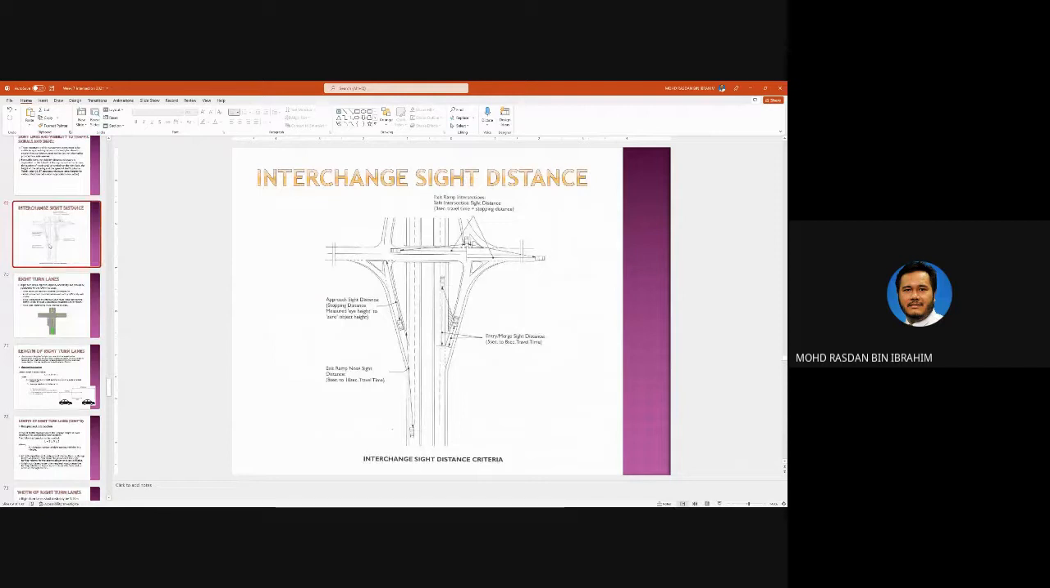So there's also interchange sight distance. This is just to give you some idea lah. Entry or merge sight distance: the vehicles coming here and going down must be able to see the other vehicles on the main flow, for example. This one also must be able to see approach sight distance. Okay.